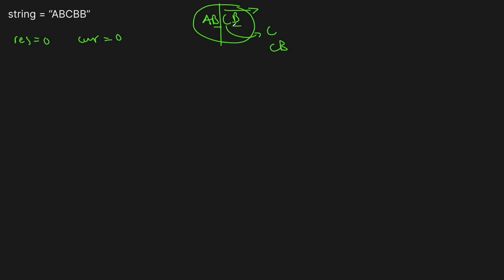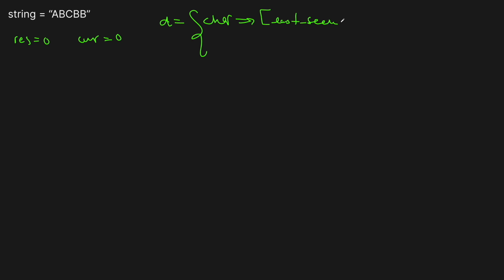So every time we see a repeated character, we actually need to only consider substrings from the right of whatever that last character was. For this reason, we're going to have a dictionary, which we'll call D, which maps each character to a list. That list is going to have the last seen index for that character, and then also the one before the last, so the second to last, and we're going to store this.